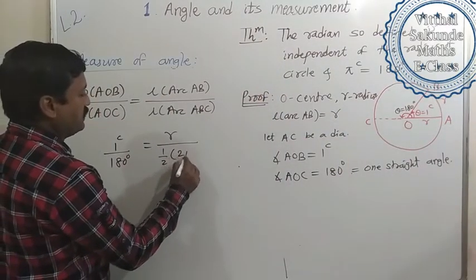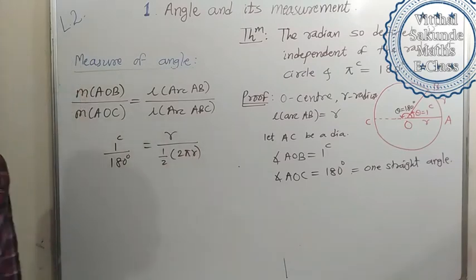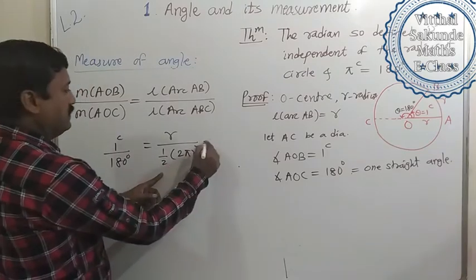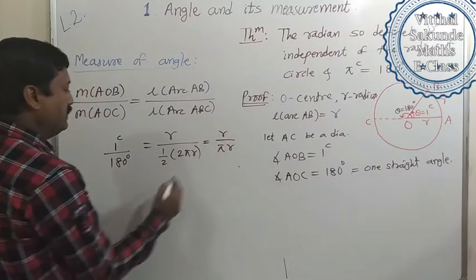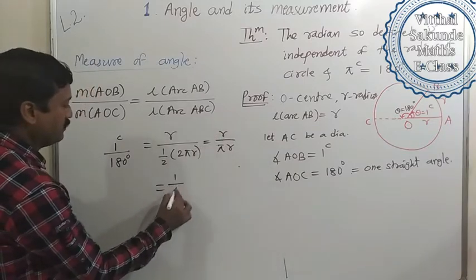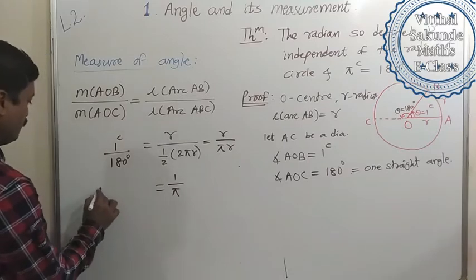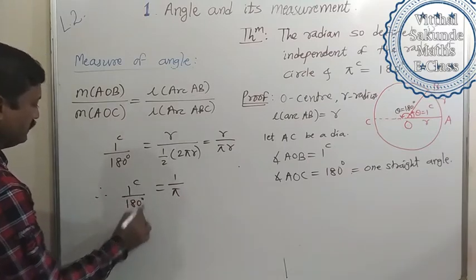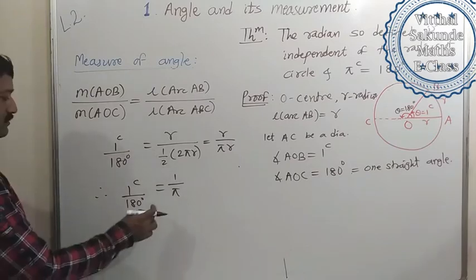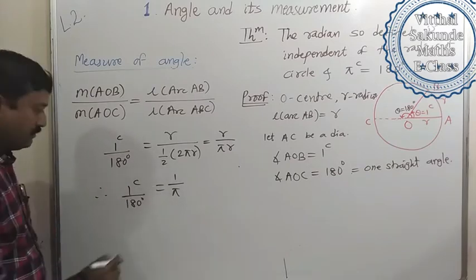the circumference of the circle, 2 pi r. So here the 2 gets cancelled, remains r upon pi r. Again cancelling r, we get 1 upon pi. Therefore 1 radian upon 180 degree is equal to 1 upon pi.